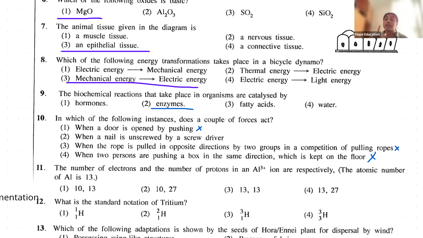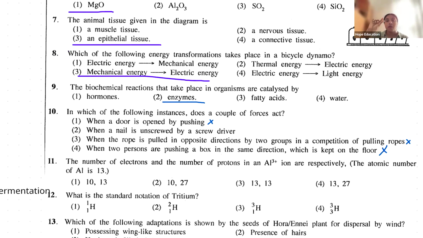But when you unscrew a nail using a screwdriver, both sides of the nail rotate automatically when you are rotating using a screwdriver. Now that is a couple of forces. When we were learning examples also, we talked about this. Screwing and unscrewing a nail is an example for couple of forces. Opening and closing a tap is an example. Rotating the steering wheel is again an example. Opening or closing a lid of a bottle is again a couple of forces.